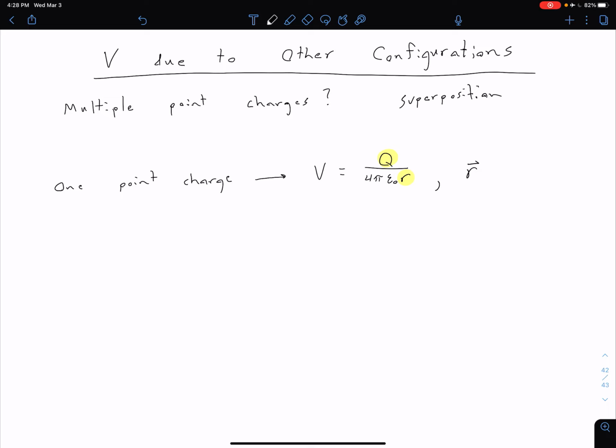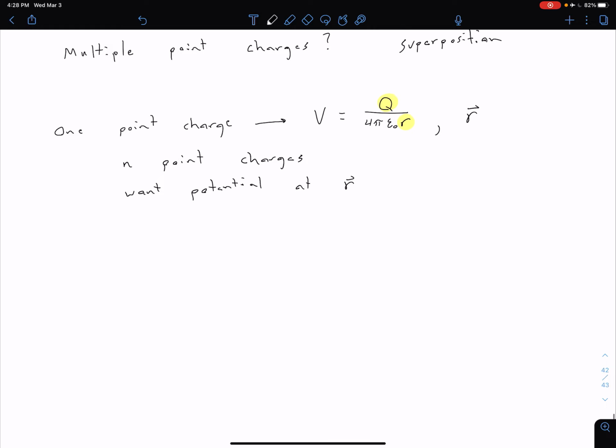So let's consider a system that has n point charges. If we have n point charges and we want to find our potential at some point located by our position vector r, our equation is then going to become V at that point located by our position vector r is equal to, out front we have these constants, so we just have 1 over 4 pi epsilon naught, so that is not going to be changing. And then we're going to have the sum from k equals 1 to n, so we're covering all n of our point charges in the system.